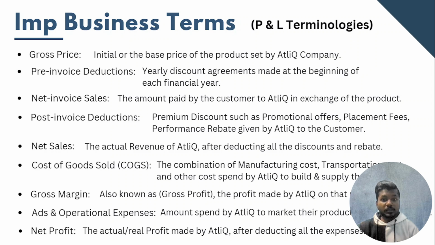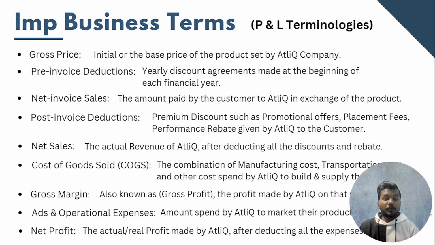Now, in order to increase sales and its reach among the customers, a company has to spend on ads and promotions. Also, to manage things well, there are some operational expenses borne by the company, like paying accounting fees, warehouse rent, utility bills, etc. When these expenses are deducted, we get net profit, which is the actual or the real profit number of AtliQ. Now we have a pretty good understanding of the terms.